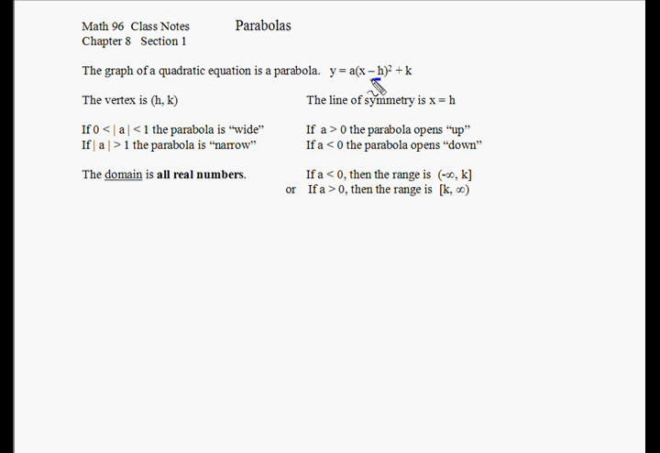So here's our h inside with our x. It says negative h, but we really just use h. And outside says plus k, and we really do use k. A parabola is a U-shape type graph.